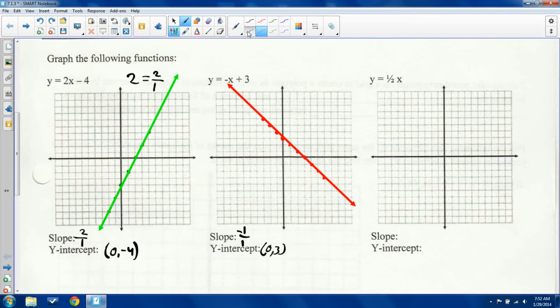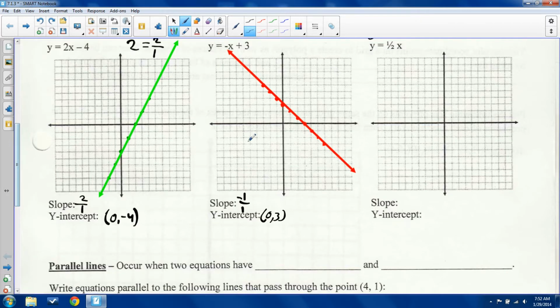Now, y equals 1/2 x. Okay, this time I don't see my y-intercept, but if it is y equals mx plus b, I see my m and I don't see my b. Now here's another thing, if a piece of information is missing, you must assume that it's 0, and that's what's implied. So this is y equals 1/2 x plus 0. So if it's 0, then I'm at 0, 0 for my y-intercept. And my slope is 1/2.